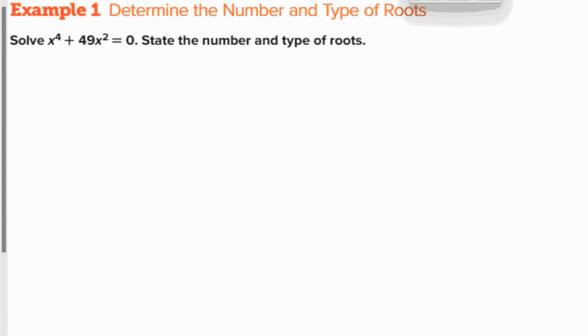So in this first example, we're going to determine the number and type of roots. So here's our polynomial, and we can see that it is degree of 4, so that means there should be 4 roots. And now we need to know what type, how many are real and how many are imaginary. We can do that by solving this.